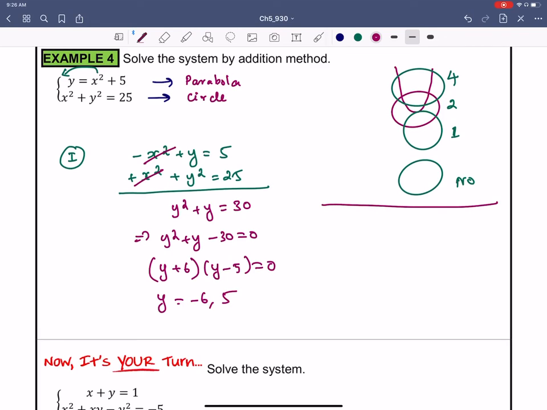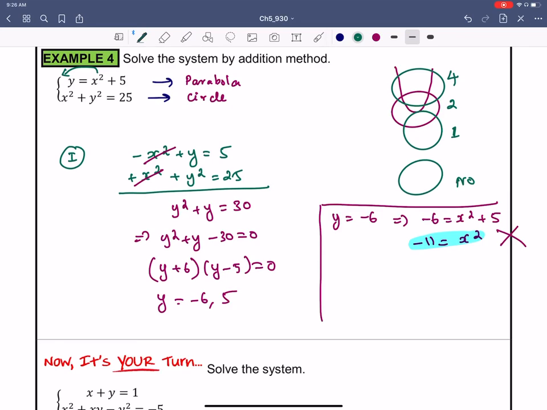So let's take a look at what happens in each case. When y is equal to -6, let's plug it back into the parabolic equation. I'm going to have -6 is equal to x squared plus 5. If I solve for x squared, I get -11. That is not possible because x squared never becomes negative. So that is not going to give you any solutions. So y is equal to -6 is not a solution.